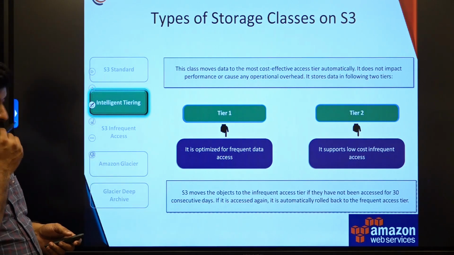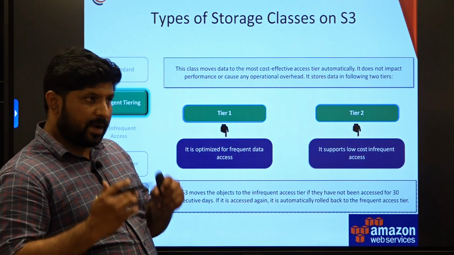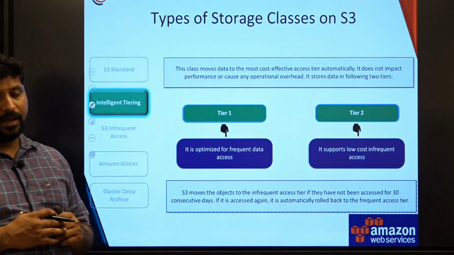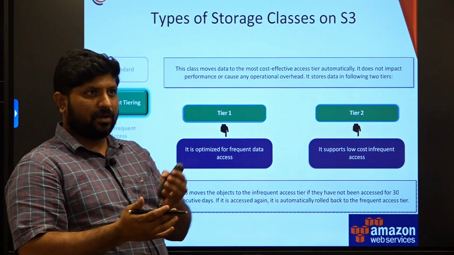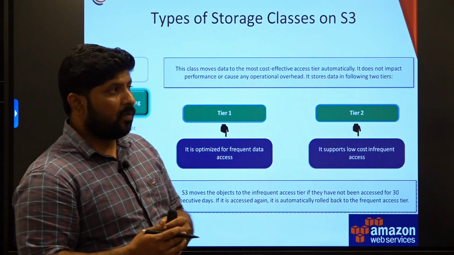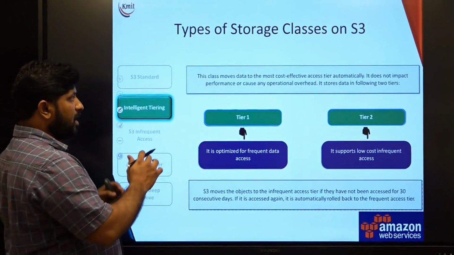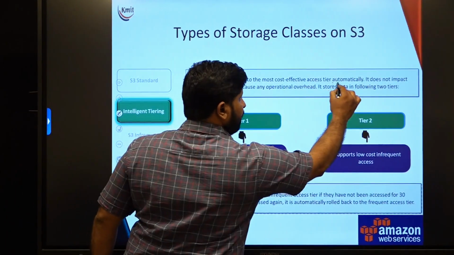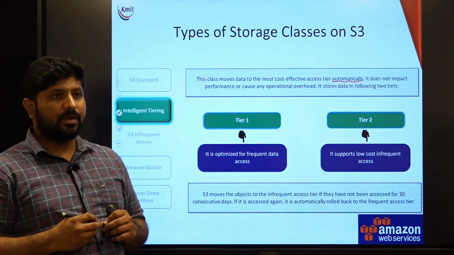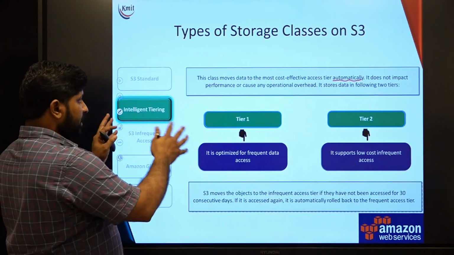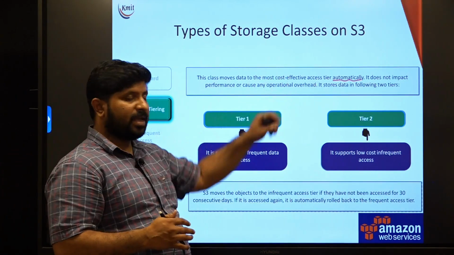When we are focusing on intelligent tiering, it means that when S3 thinks that a certain object is being very infrequently accessed, past 30 days or past 90 days, then it will automatically shift that particular object from the frequent tier to the infrequent tier to reduce the cost for customers. This happens automatically.